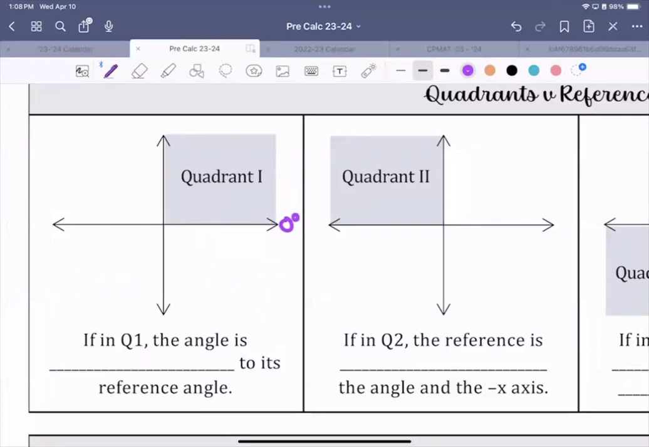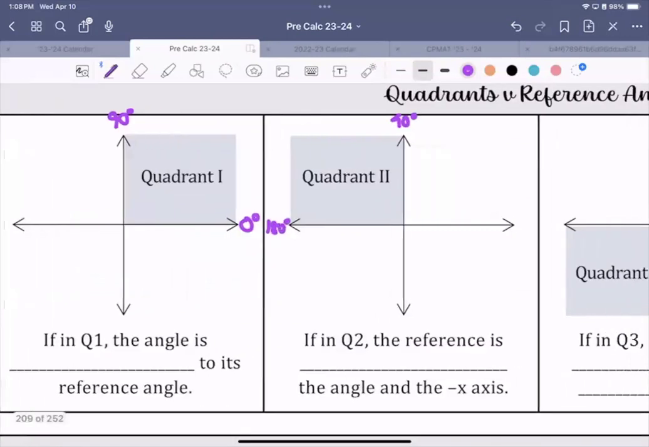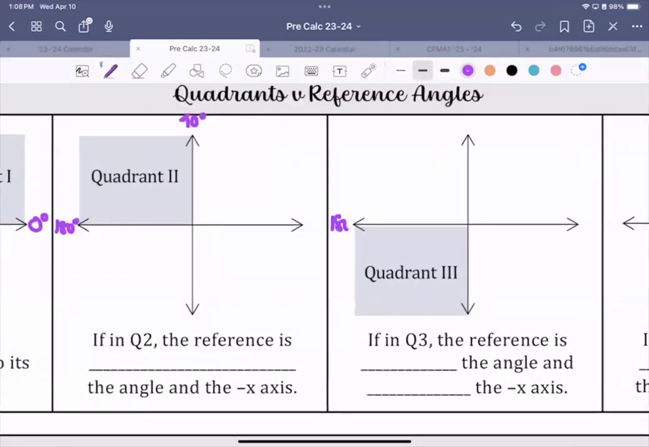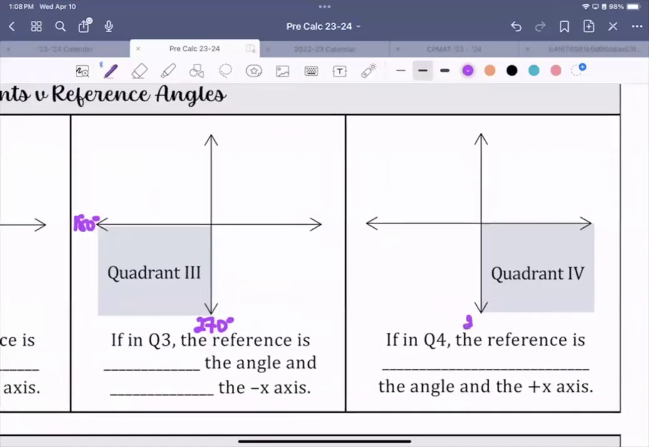So this is 0 degrees to 90. Quadrant 2 starts at 90 and goes to 180. Quadrant 3 starts at 180 and goes to 270. And quadrant 4 starts at 270 and goes to 360.